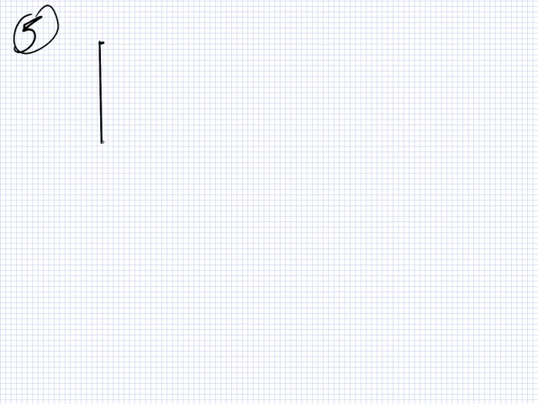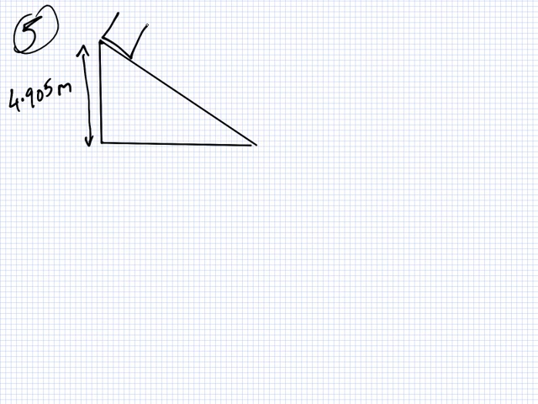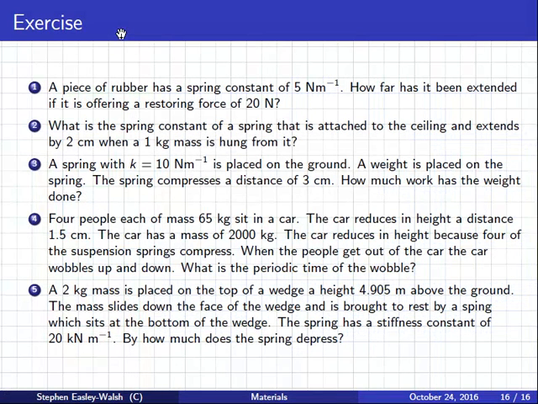So, you have a wedge, and the height of the wedge is 4.905 meters. There's a mass placed on the top of 2 kilograms.